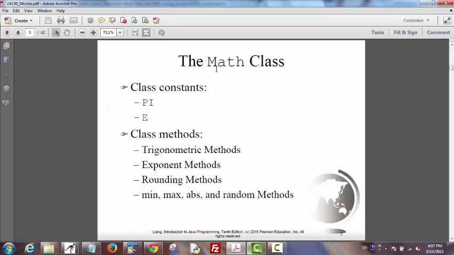The Math class contains a couple of constants like pi and e, which is the exponential value, and pi is the constant 3.1415. And it allows you to do trig functions, exponential functions. It allows you to do rounding and create random numbers.